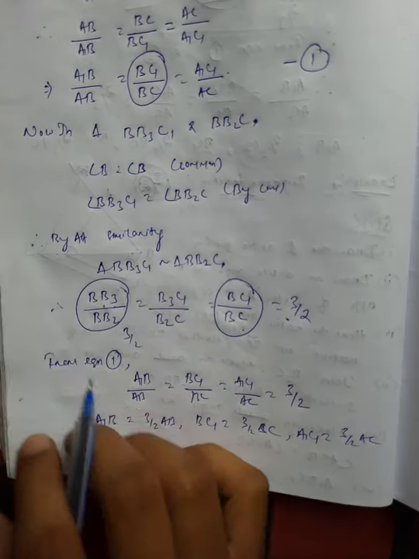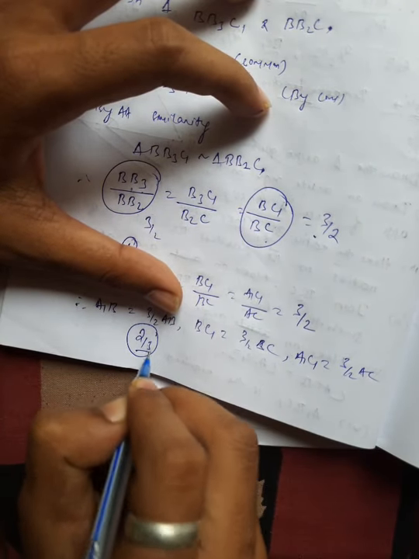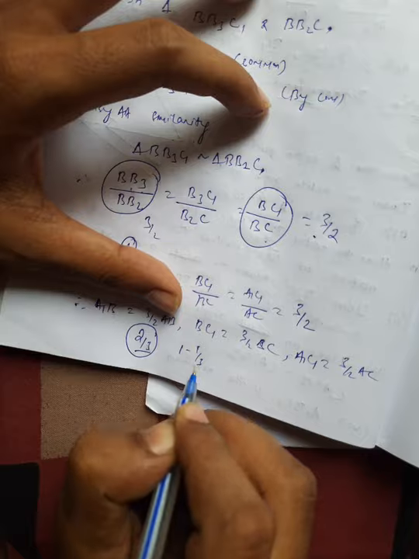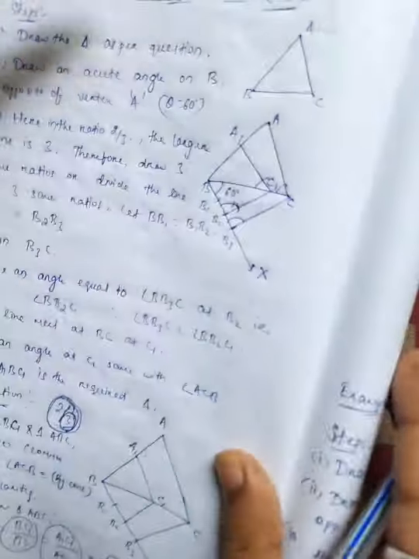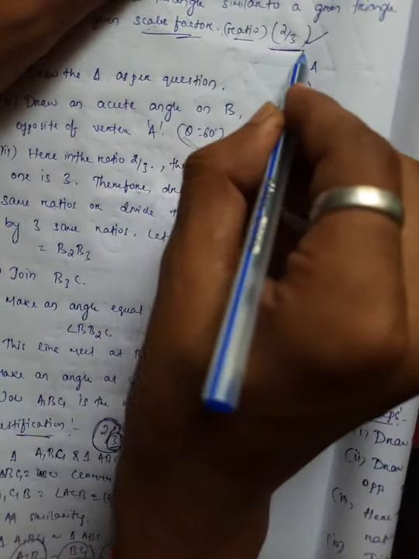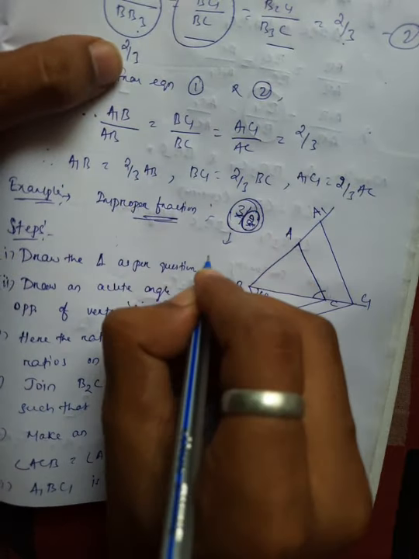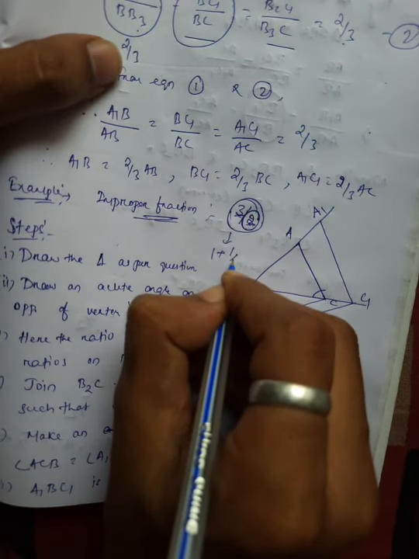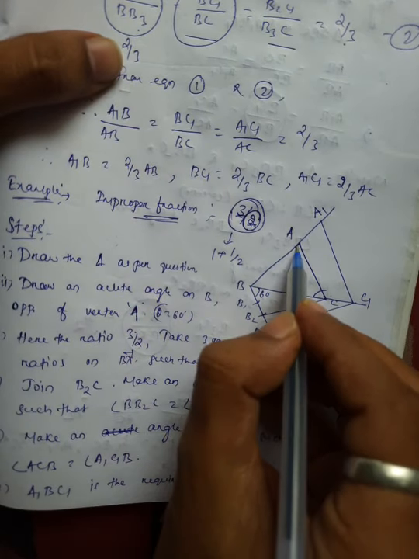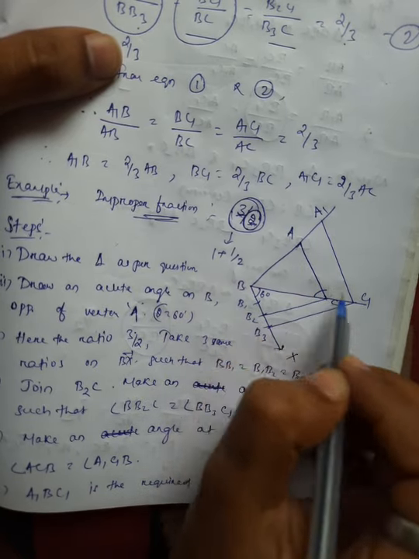I will explain it to you again. If 2 by 3 is present, this means 1 minus 1 by 3. That means that triangle is smaller than the given triangle, because this is 2 by 3, a proper fraction. If 3 by 2 is present, this means 1 plus 1 by 2, that means this is 1, this is 1, and this is the half. So this is the larger triangle.